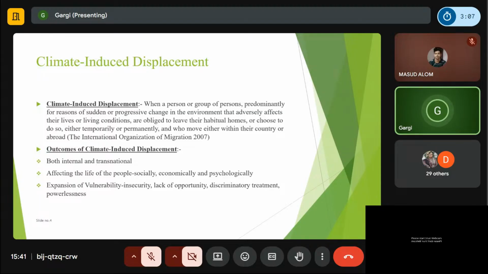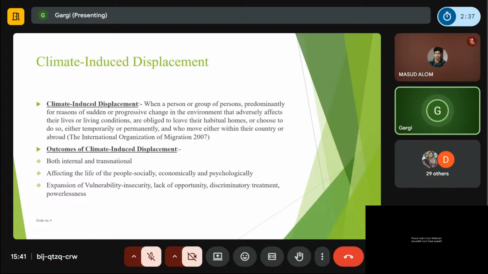The reality is, damages related to the climate crisis are often calculated in financial terms and loss of resources. But the other side of the story is equally important, that is, the human cost associated with it. Climate-induced displacement has become one of the main reasons behind internal displacement, and it is associated with adversities and known and unknown challenges. It is affecting the life of the people socially, economically, psychologically.